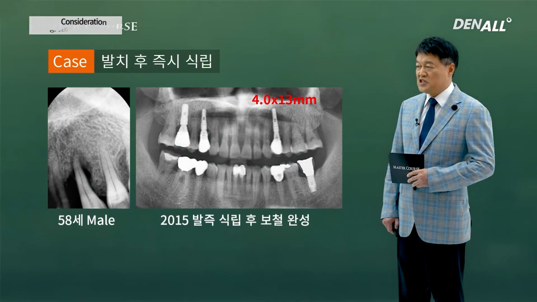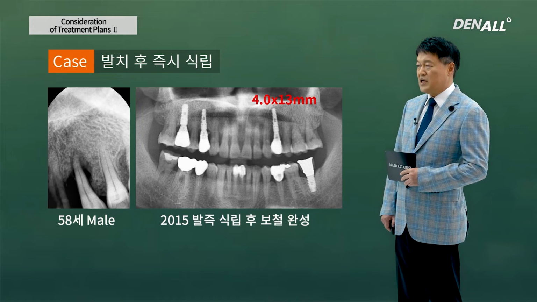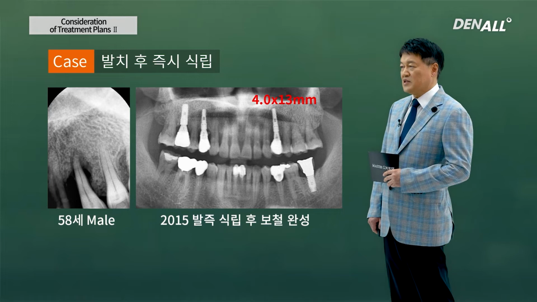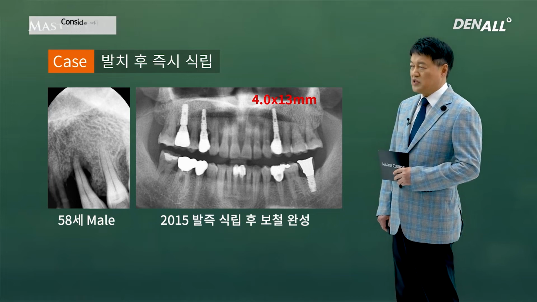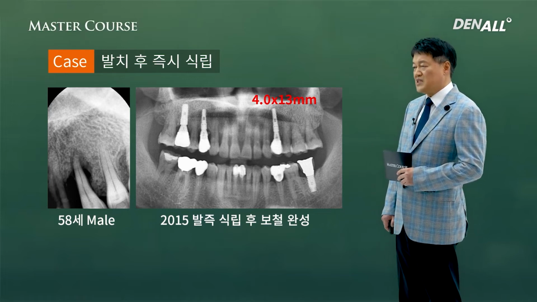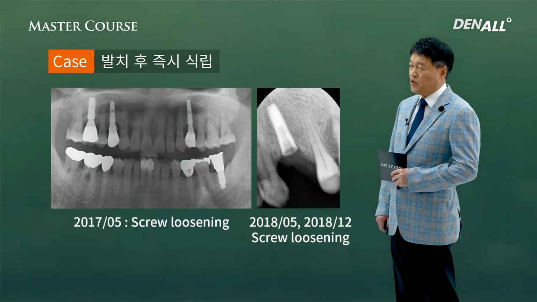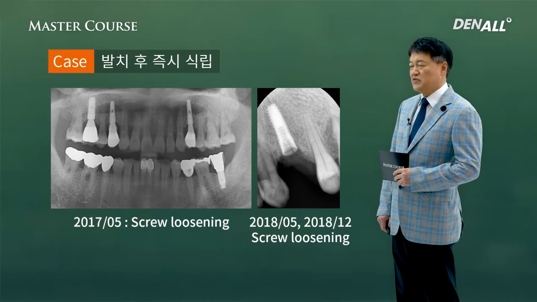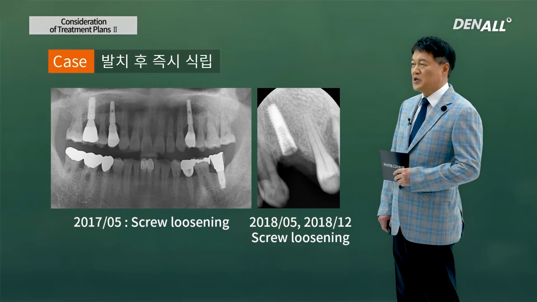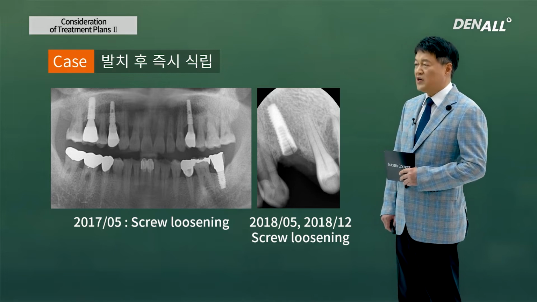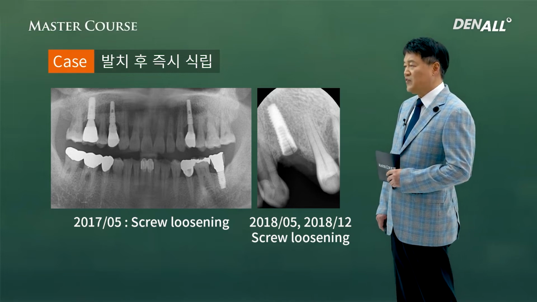58-year-old male patient. In 2015, the patient had extraction and implant and prosthesis was provided immediately. Implant was placed right after extraction, so it was placed deep, and for initial stability, long implant was used. 2 years into prosthesis, around May, there was screw loosening, and multiple times thereafter, screw loosening occurred. It seemed odd, so I removed the crown and took x-ray. As you can see, there's tearing in fixture. In other words, there was a fracture in the fixture.